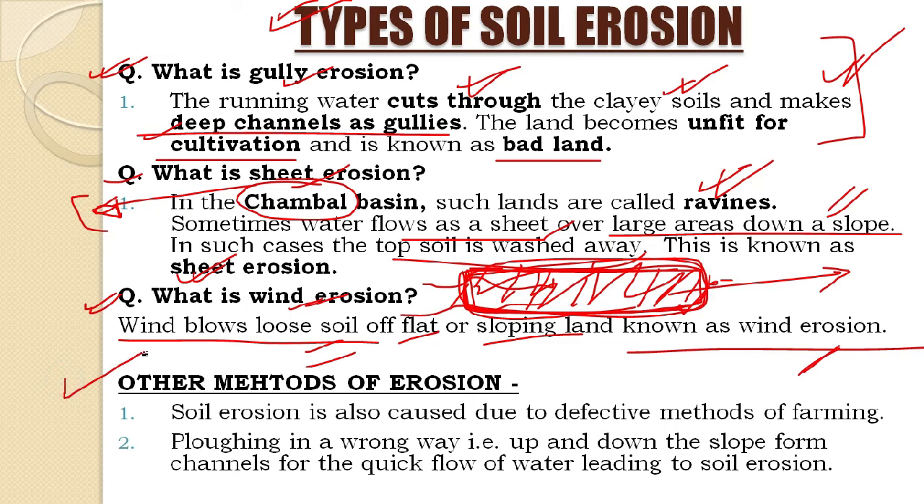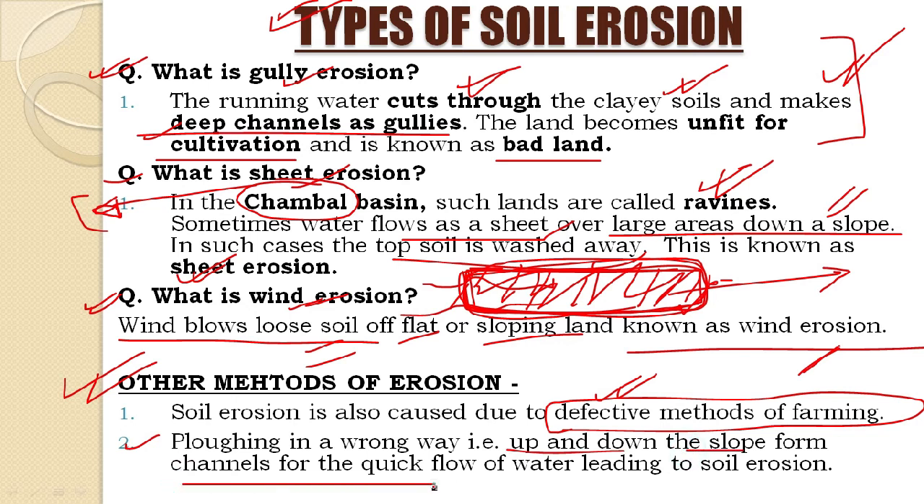Now there are some other methods of erosion as well, students, which I would like you to go through. Soil erosion is also caused due to defective methods of farming. When your methods of farming are defective, that can also lead to soil erosion, because it can leave the top layer of the soil loosened. Clear? Next we see that plowing in a wrong way, that is up and down the slope, forms channels for the quick flow of water, leading to soil erosion.